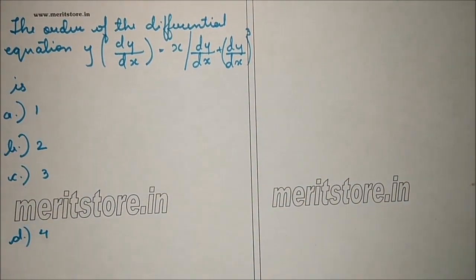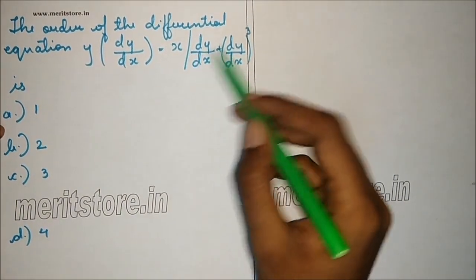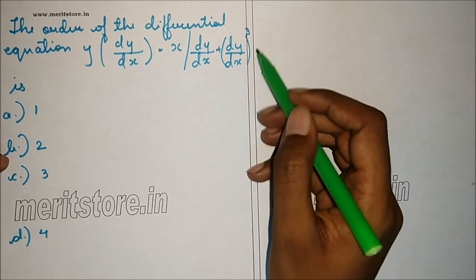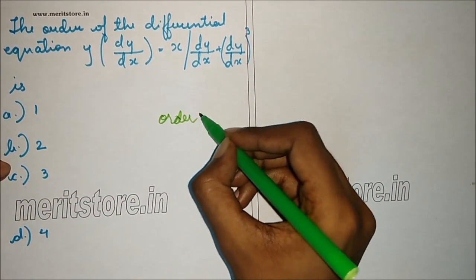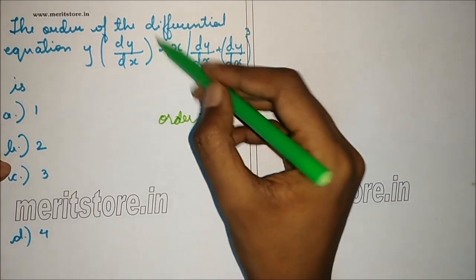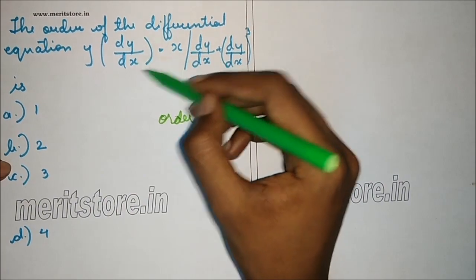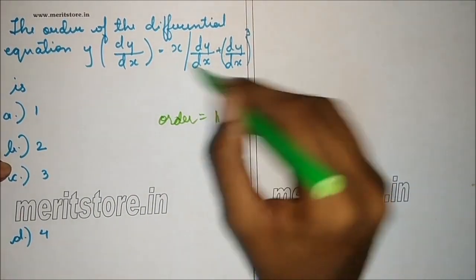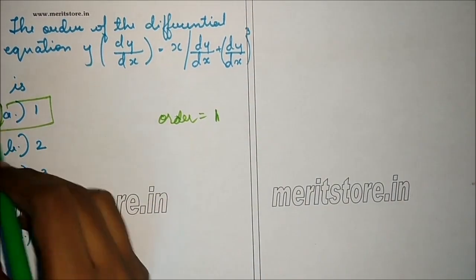The order of the differential equation y into dy by dx minus x dy by dx plus dy by dx the whole cube is, so here the order is 1. Since the highest order of differentiation is 1, that is dy by dx, the equation was differentiated just once, so the order will be 1. So the answer is A, 1.